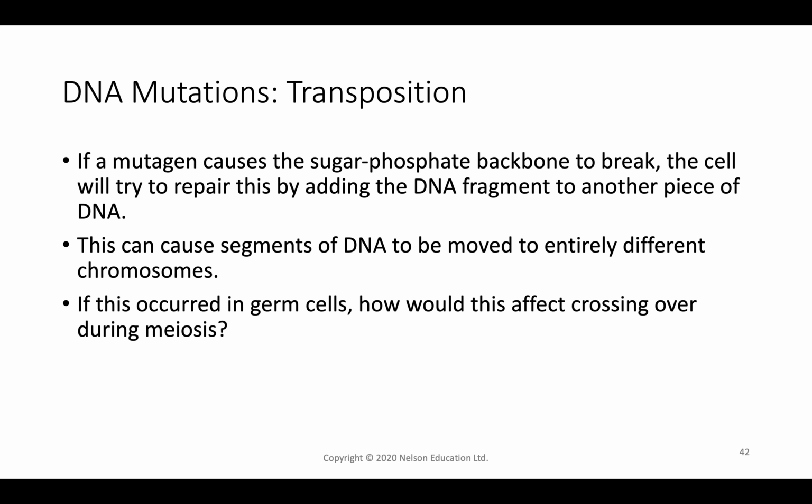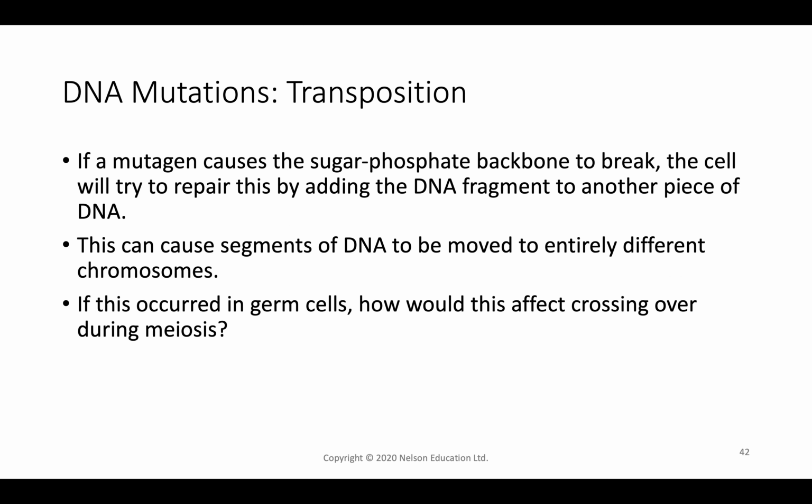So if, for example, a mutagen caused the sugar phosphate backbone to be broken, the cell will try to fix this by adding the DNA fragment to another piece of DNA, right? And this is how we can fix broken DNA, but it can also cause segments of DNA to be popped to different chromosomes. Like if you have a burn, so you want to do a skin graft. All of a sudden, yes, you do have skin on the area that you did not have skin on before, but that skin came from your thigh, so it's been moved around, right?